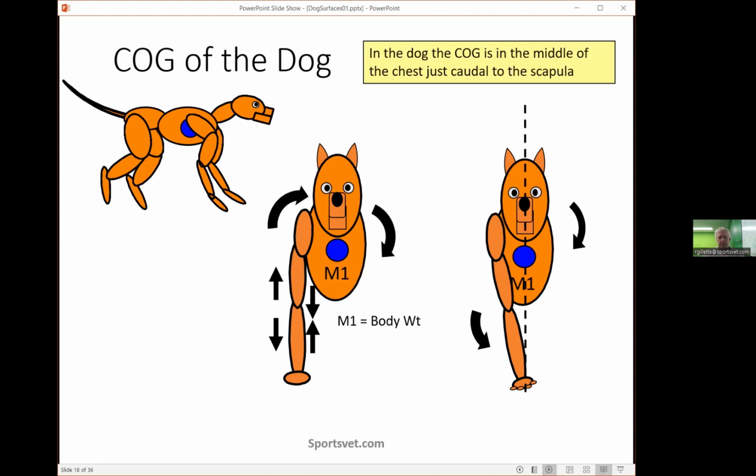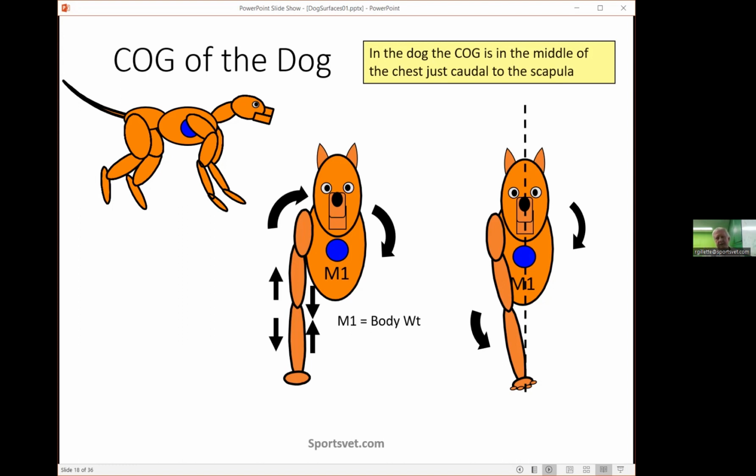So to help understand that, if we think of where the center of gravity of the dog is, it's just behind the shoulder blade, mid-chest. So when that comes down, you're going to get compressive forces on the medial aspect, distractive forces on the lateral aspect of the limb, and you're going to get a rotation around that limb.